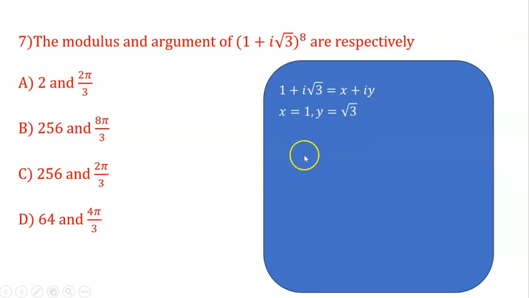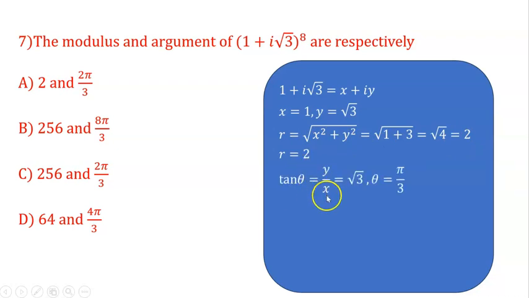If we compare real and imaginary parts, we get x equals 1, y equals root 3. r equals root of x squared plus y squared. x squared means 1 squared, root 3 squared means 3, and 1 plus 3 is 4. Root of 4 is equal to 2. Therefore, the value of r is 2.